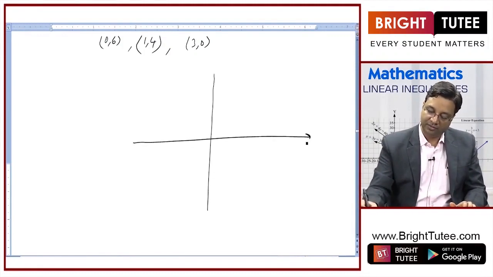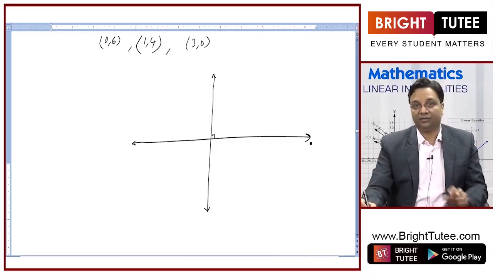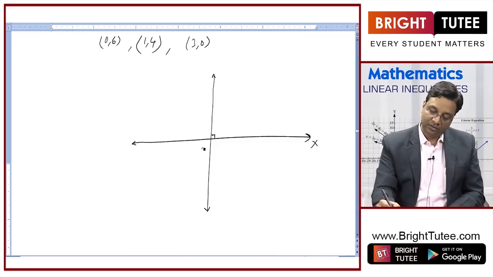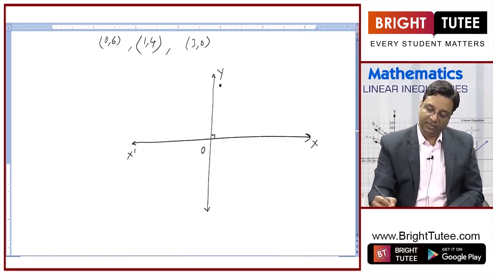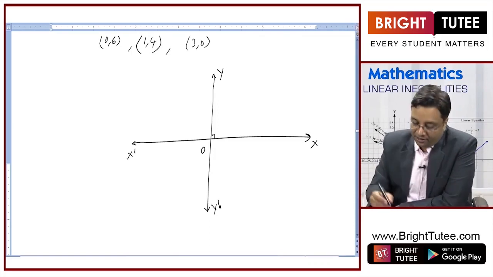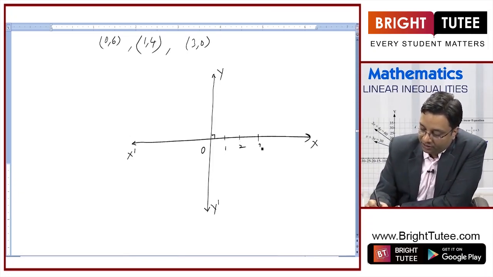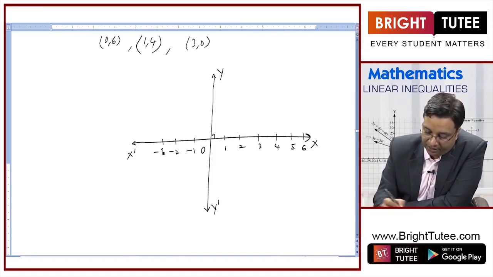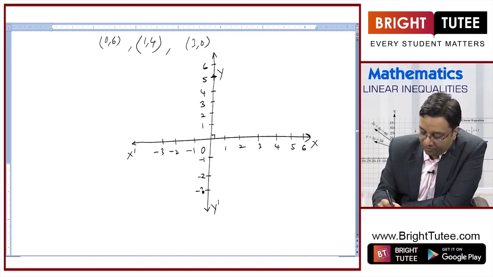This is the Cartesian plane. This angle is 90 degrees. These are mutually perpendicular lines. X, O, X dash, Y, O, Y dash. Right? This is 1, 2, 3, 4, 5, 6, -1, -2, -3, and on the other axis 1, 2, 3, 4. Let us extend this line. 5, 6, -1, -2, -3.